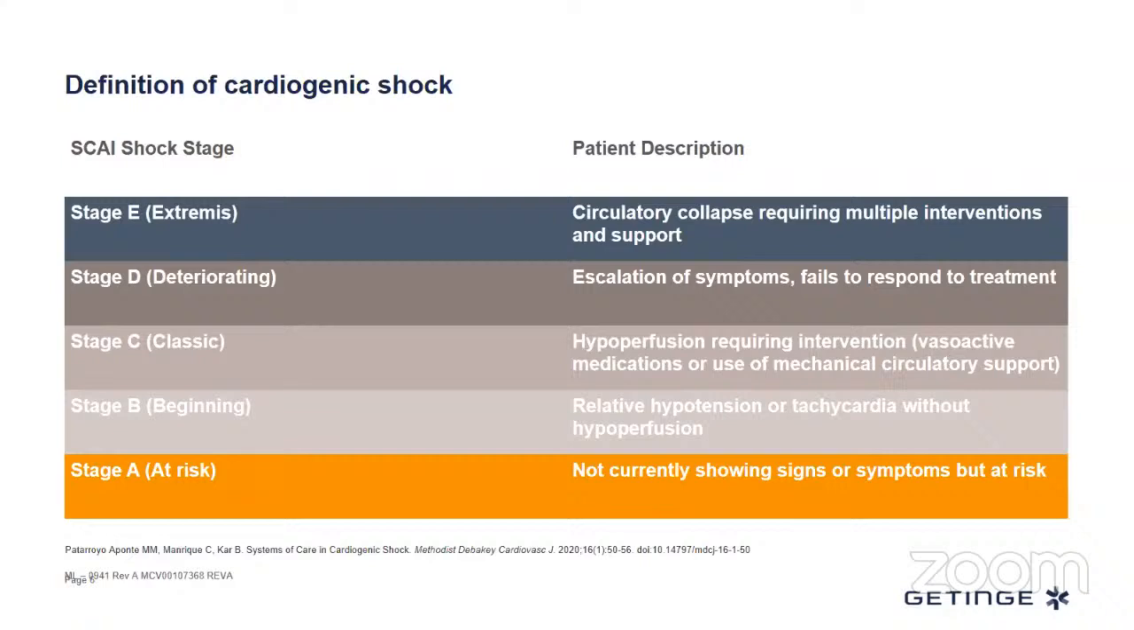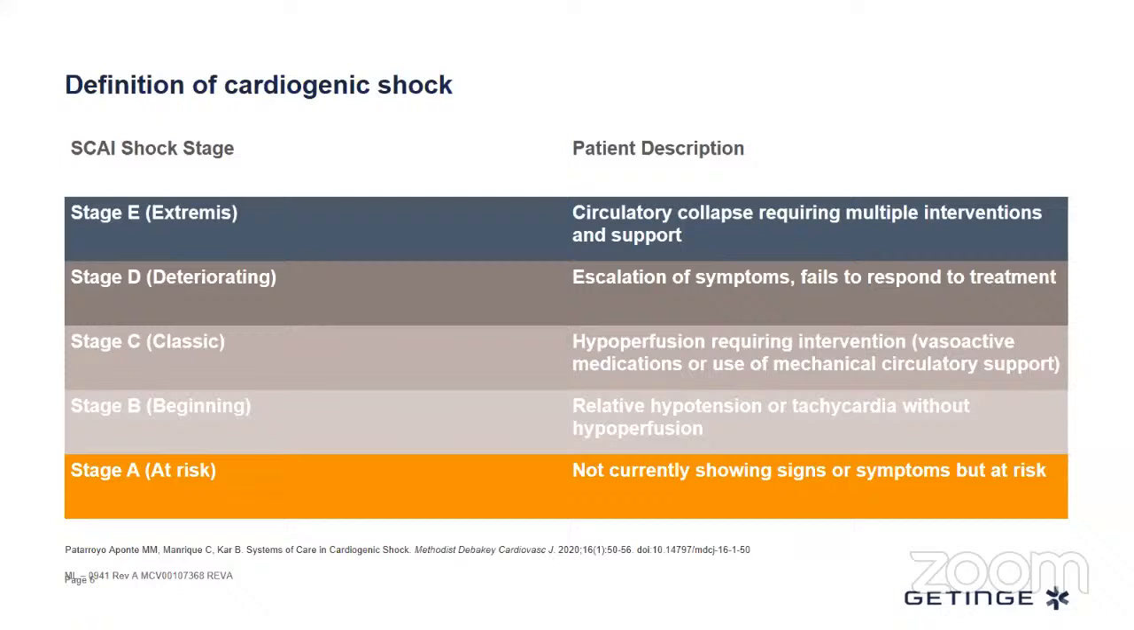Briefly, stage A, patient at risk, could be a large MI, a patient with pre-existing cardiovascular disease. B, the patient is just beginning with hypotension or tachycardia without hypoperfusion. And you think of the patient here you're worried about and want to keep an eye on. Stage C is the classic cardiogenic shock patient, hypoperfused, requiring intervention, vasoactive medications, and or use of mechanical support. They typically have lactic acidosis, poor urine output, cool clammy periphery, and altered mentation.